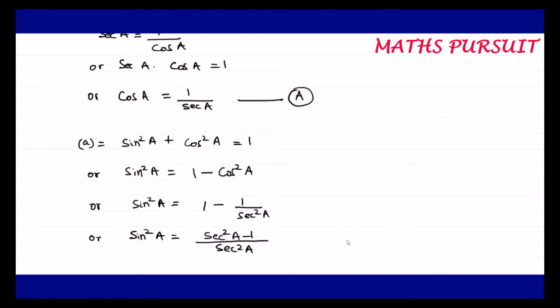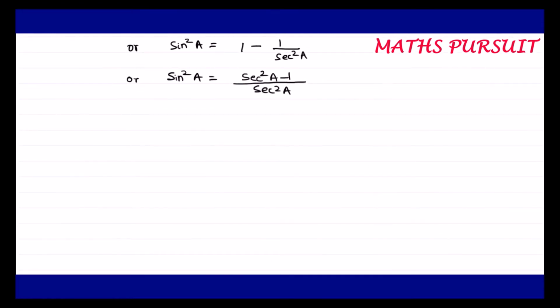Guys, just solving this equation, I can write sin A is equal to root over of sec square A minus 1 upon sec square A. This is what we are going to write. And this is positive, I'm not taking it as negative, as I already told you at the beginning that angle A is an acute angle. For that reason I am taking this as positive.